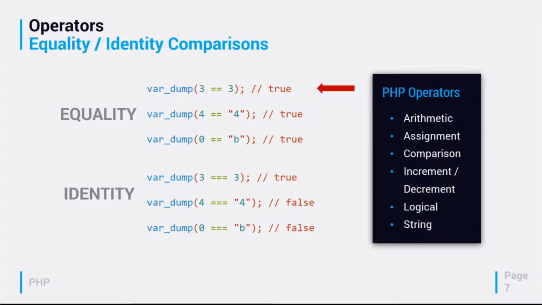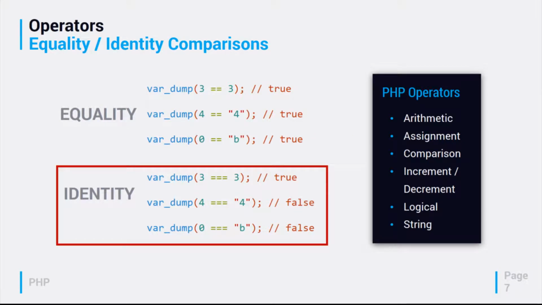The first example evaluates to true, just as you would expect. The second example is true because string 4 is converted to integer 4. In the third example, after type juggling, integer 0 is equal to string b. A string that does not start with numeric data is assigned integer 0, unless the string contains a dot, lowercase e, or an uppercase E. Then it's assigned a float. Unless you're familiar with the type juggling rules, it's usually best to use the identity comparison instead.